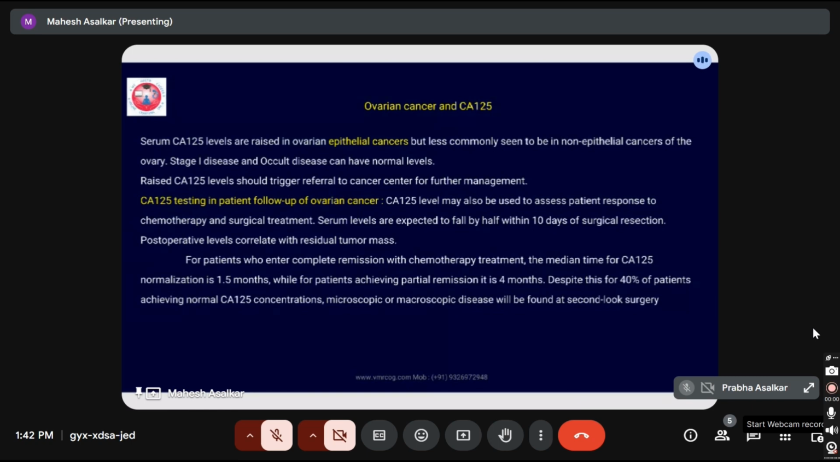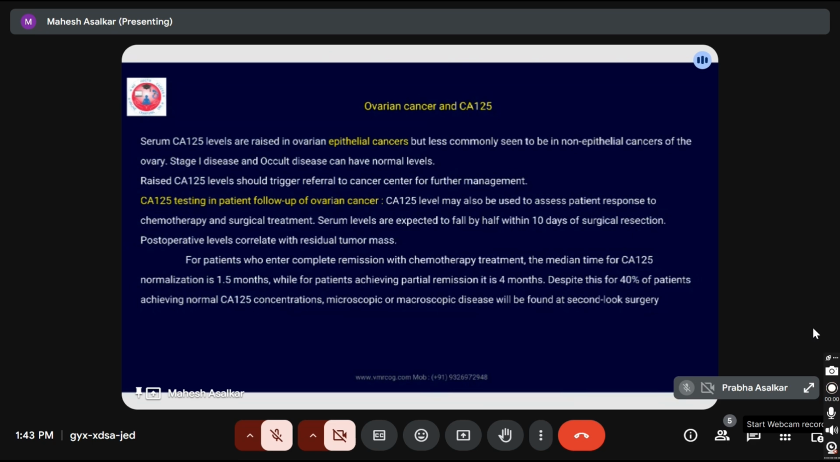CA125 levels are raised in ovarian epithelial cancers, but less commonly seen in non-epithelial cancers of the ovary. So they are raised in epithelial cancer, in other cancers not that raised. Stage 1 and occult disease can have normal levels. I mentioned that in stage 3 and 4, 70% of patients will present, and in those patients CA125 levels will be raised if they have the epithelial tumor, and that also non-mucinous. Raised CA125 levels should trigger referral to a cancer center for further management.